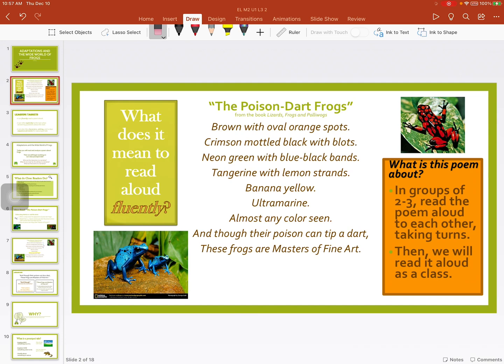Brown with oval orange spots, crimson mottled, black with blots, neon green with blue black bands, tangerine with lemon strands, banana yellow, ultramarine, almost any color seen. And though their poison tip a dart, these frogs are masters of fine art.